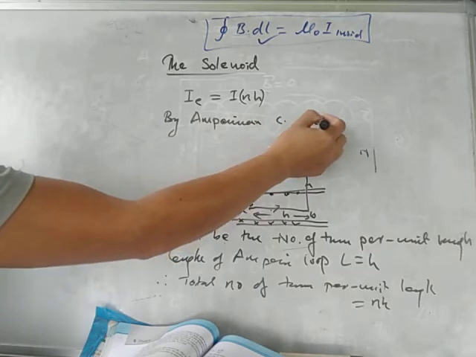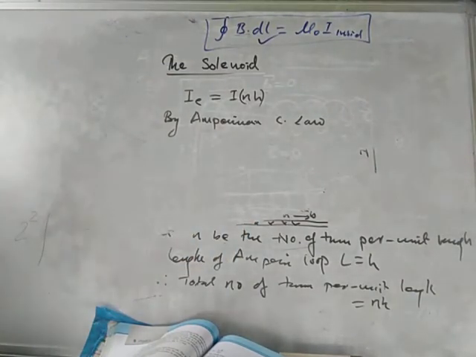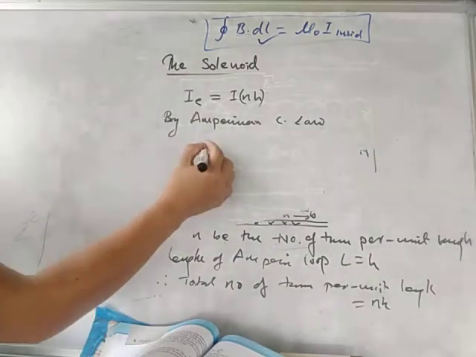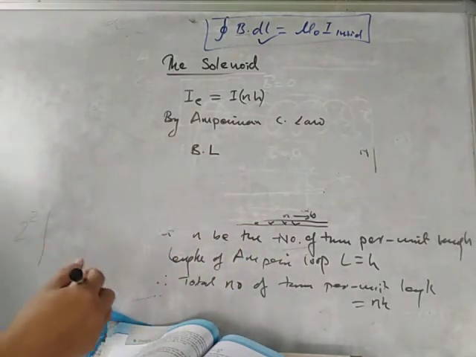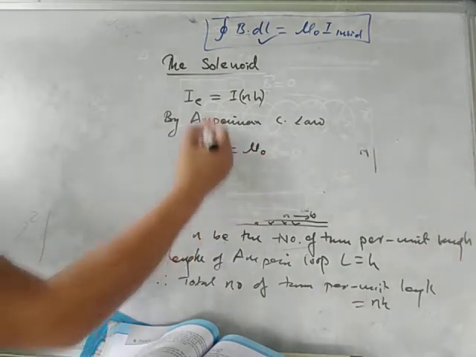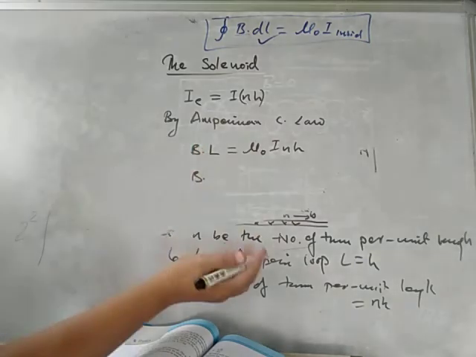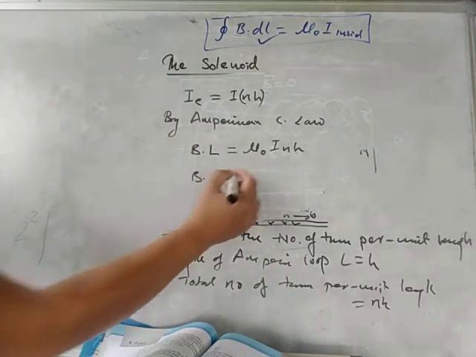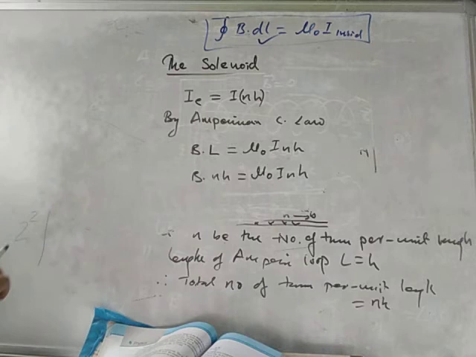Ampere's circuital law, what we know: the integral of B dot dl, where L is the length of the wire, equals mu naught times the current enclosed, I. Also B dot L, where L is the length, and the current enclosed is N into I, so B times L equals mu naught N I.